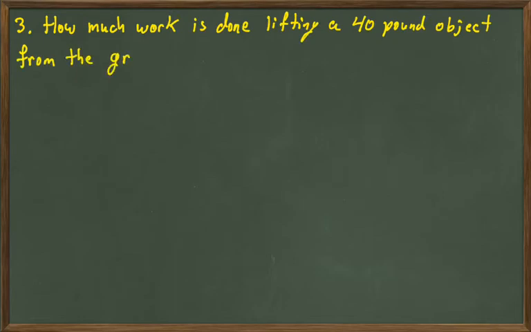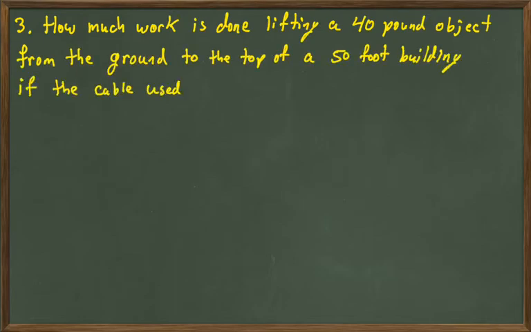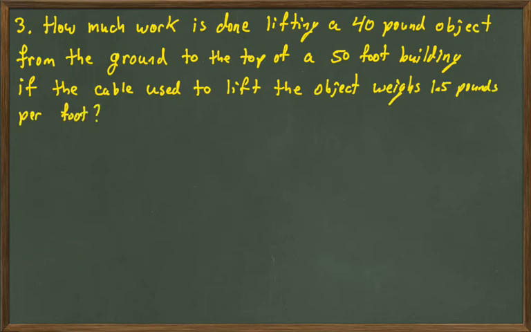All right, so let's go ahead and speed it up a little bit. Okay, so it says how much work is done lifting a 40-pound object from the ground to the top of a 50-foot building, if the cable used to lift the object weighs 1.5 pounds per foot.